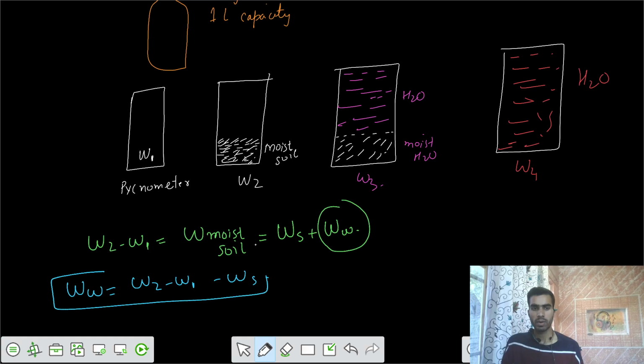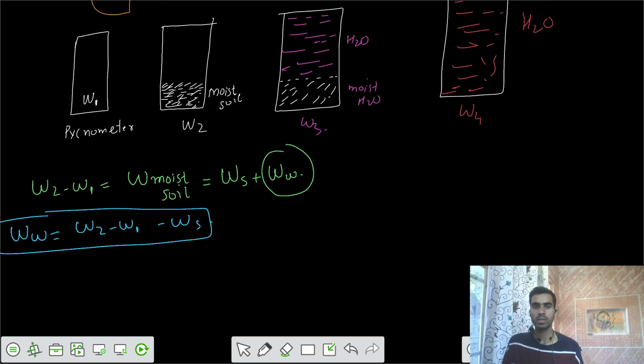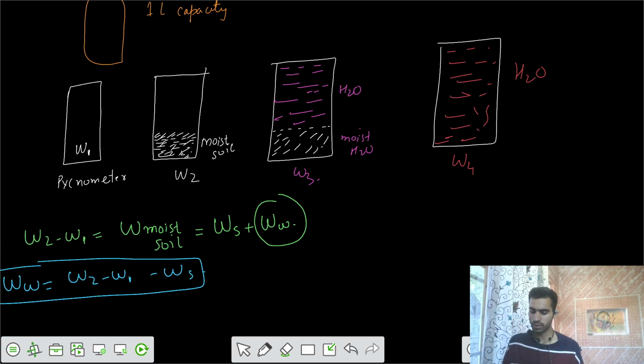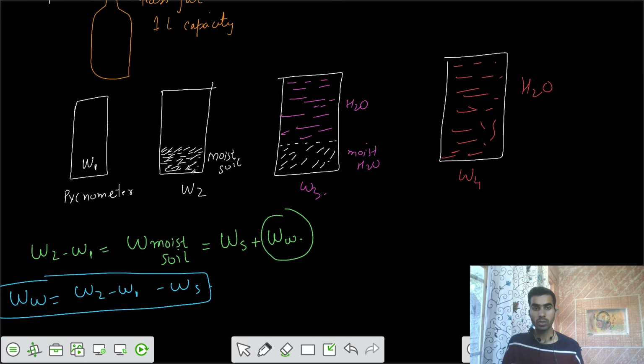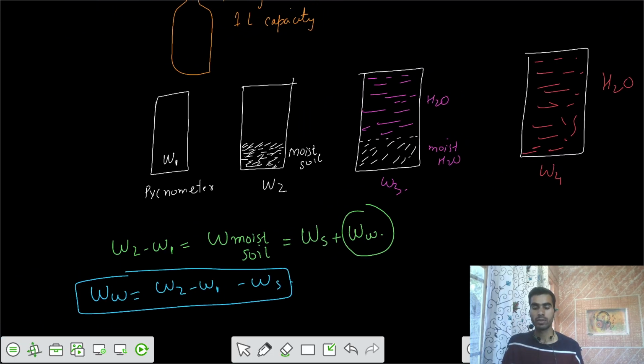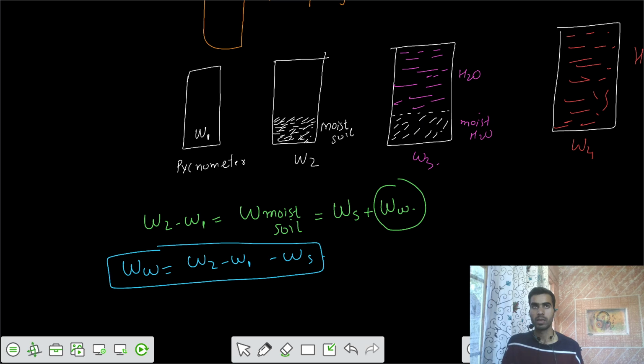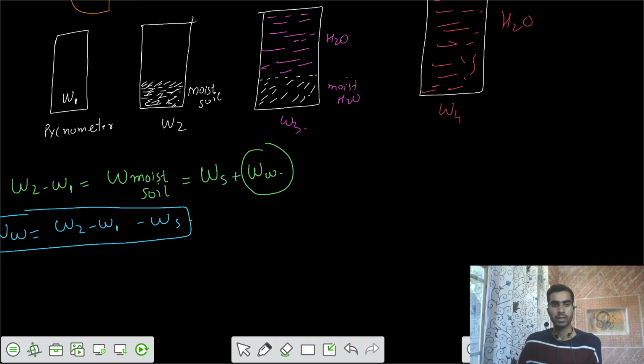So this is one of the parts we got. Weight of water equals W2 minus W1 minus WS. Okay, now we need to calculate the weight of solids itself. What is the weight of solids? To calculate it, we have to perform some very critical steps here.